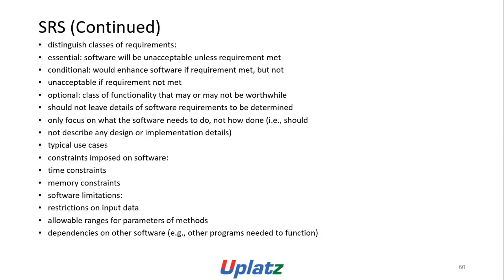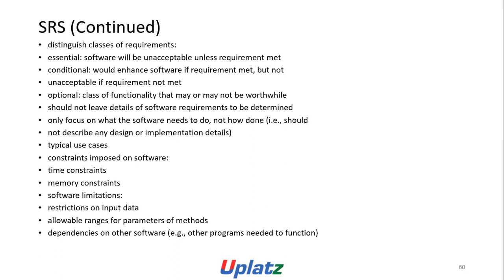As for priority, distinguish classes of requirements. Essential: the software will be unacceptable unless the requirement is met. Conditional: would enhance the software if the requirement is met, but the software is not unacceptable if the requirement is not met. Optional: a class of functionality that may or may not be worthwhile. You should not leave details of software requirements to be determined. Only focus on what the software needs to do, not how it is done. That is, it should not describe any design or implementation detail.